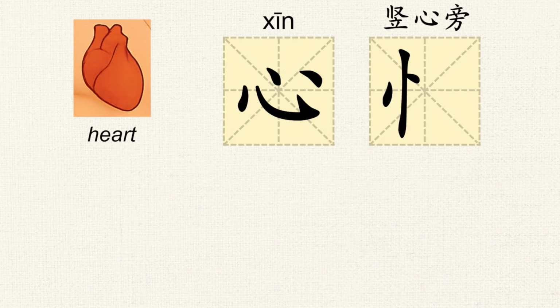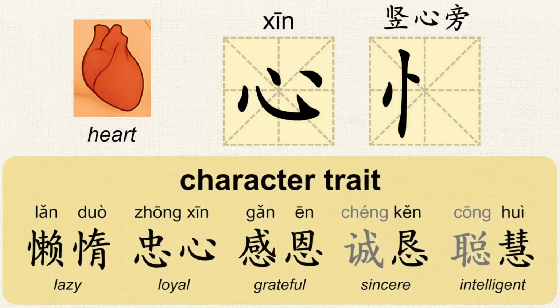The heart is also traditionally believed to be the center of our moral judgment, so many ways of describing someone's character also feature these radicals. 懒惰 means lazy. 忠心 means loyal. 感恩 means grateful. 诚恳 means sincere. And 聪慧 means intelligent. It's the more formal way of saying 聪明.